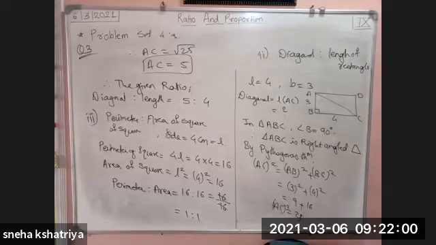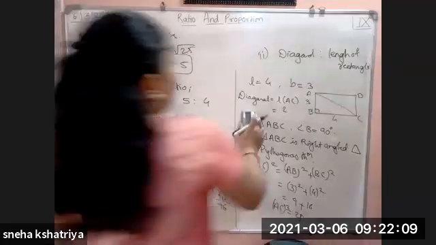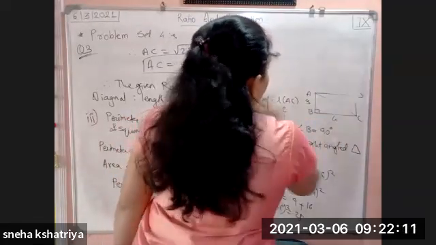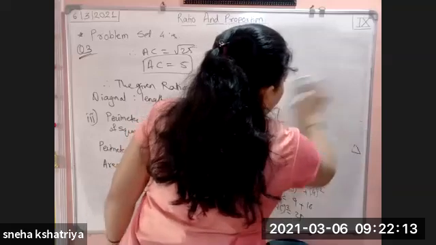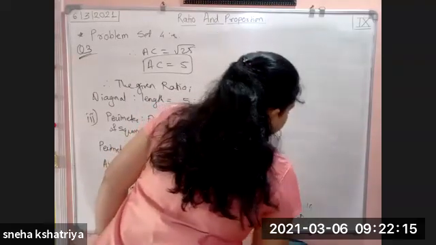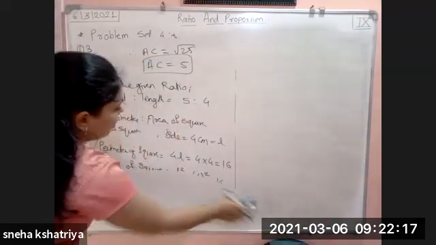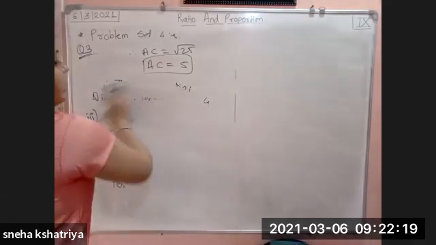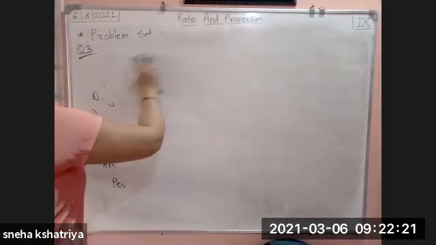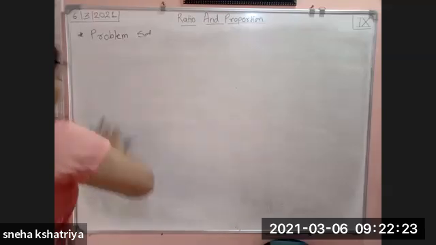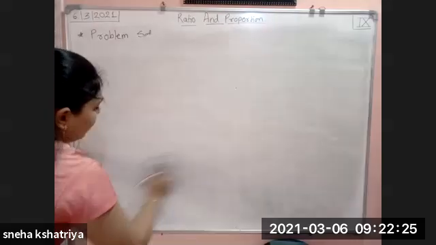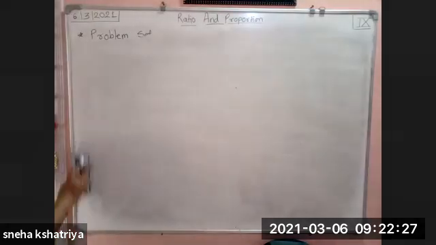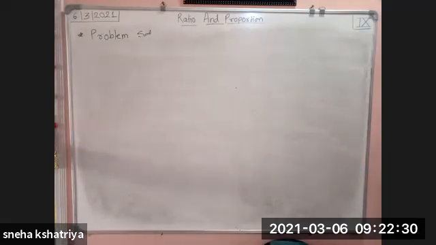Okay. Now question number 4. Question number 4 is to check whether the following numbers are in continued proportion. Whatever numbers are given to you, you have to find whether they are in continued proportion or not. And how are we going to find out the continued proportion? In the last example only we have seen that B is your mean proportional.